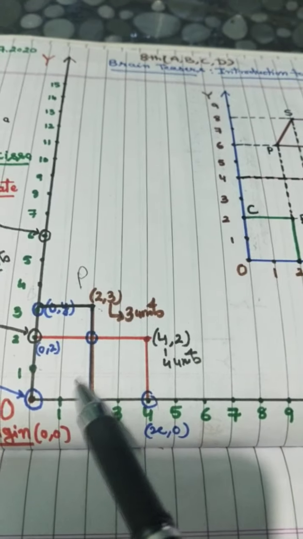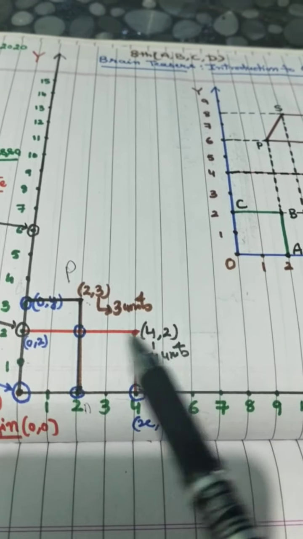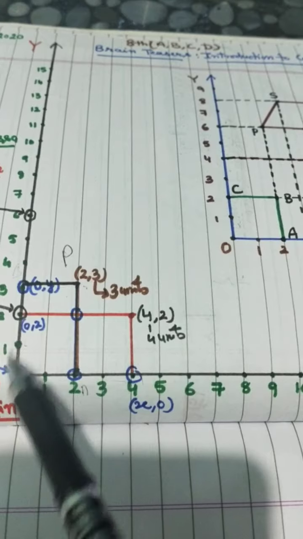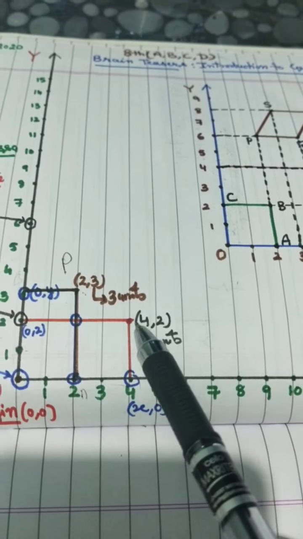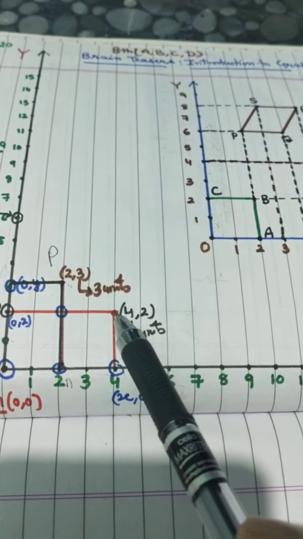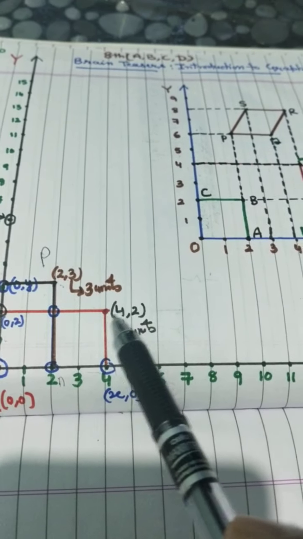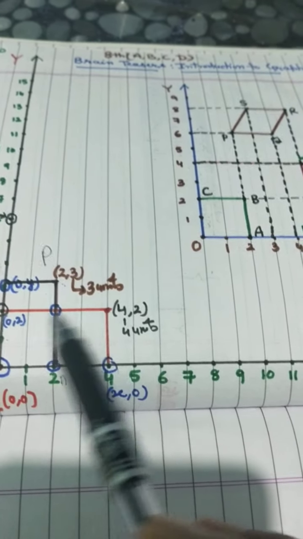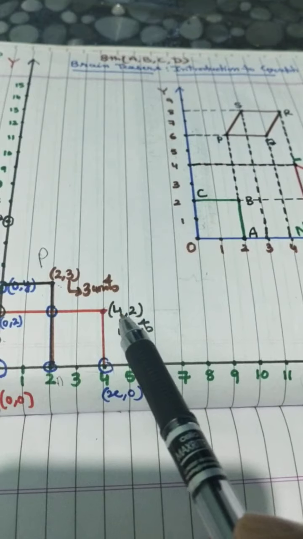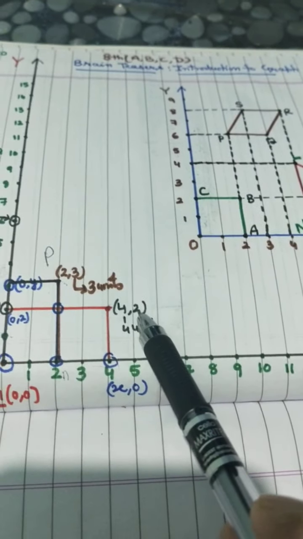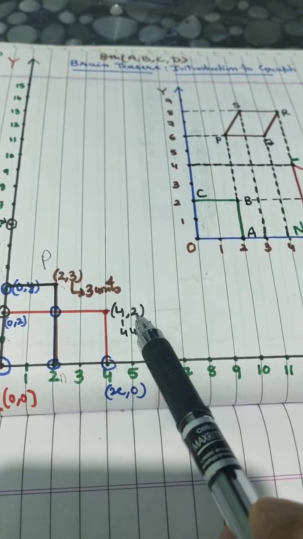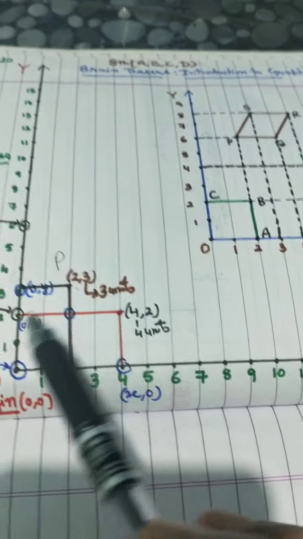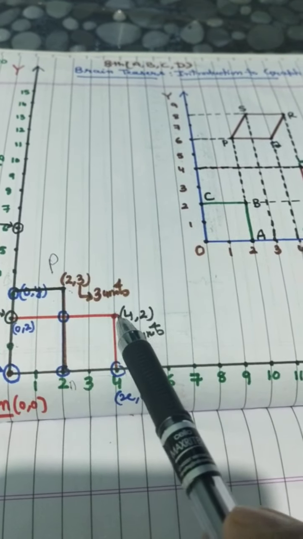The point is (4, 2). Your x coordinate is 4 and y coordinate is 2. They meet each other at this intersection point (4, 2). The x coordinate is 4, the y coordinate is 2. But what is the distance of the point C (4, 2) from the y-axis? It is 4 units.